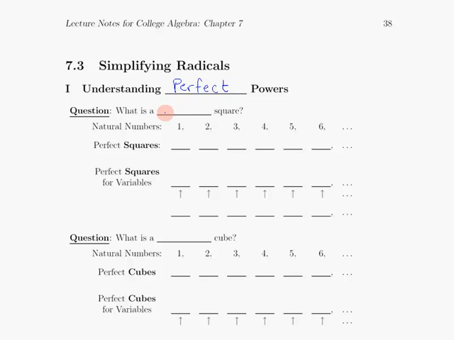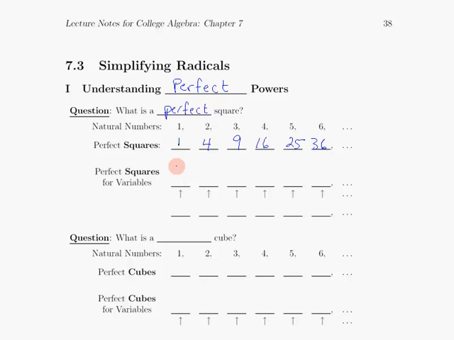So let's start with squares. What is a perfect square? When I say the term perfect square, those are the numbers that are squares of our counting numbers, natural numbers like 1, 2, 3, 4, 5, 6. The perfect squares would be 1, 4, 9, 16, 25, 36, and so on. It's the ones that you get when you square the counting numbers or the natural numbers.